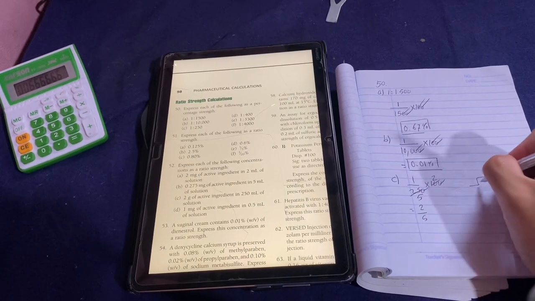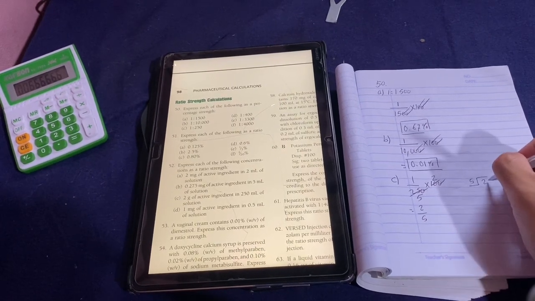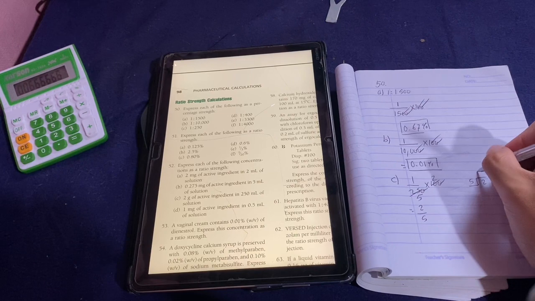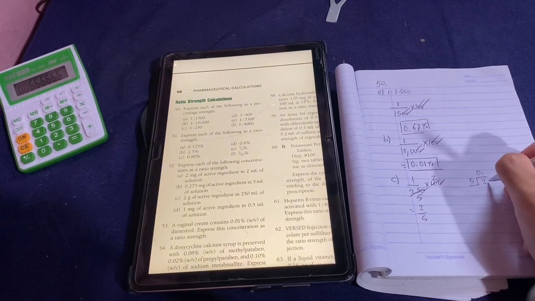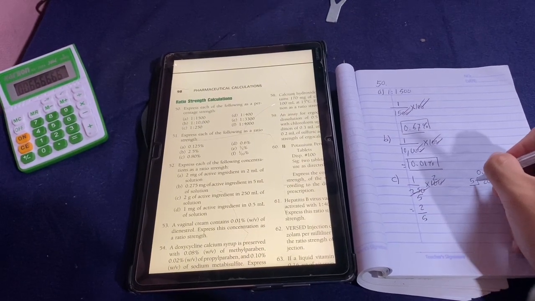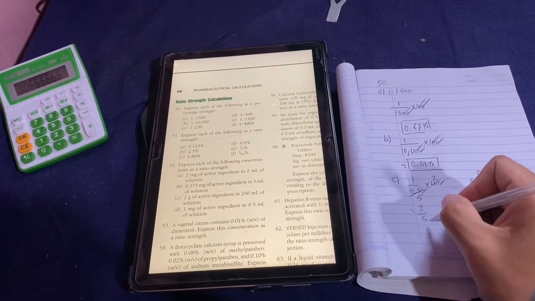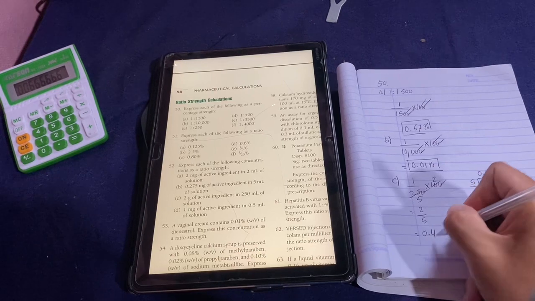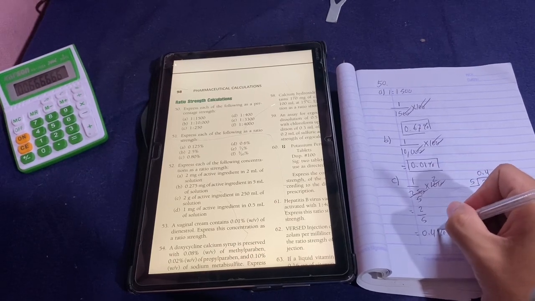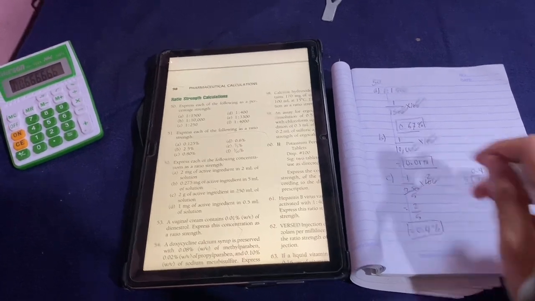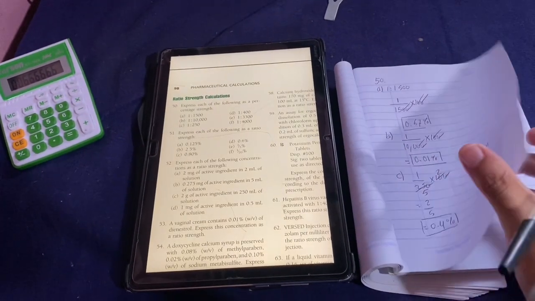So i-calculate natin ang 2 divided by 5. So maliit ang 2. So ang gagawin natin, bigyan natin ng 0, then decimal, tapos dito i-add natin ng 0. So 20 divided by 5 is equal to 4. So ang answer natin is 0.4. Then ang unit natin is percentage. So that's for C. Let's go for D.